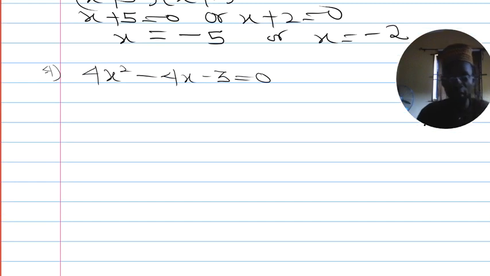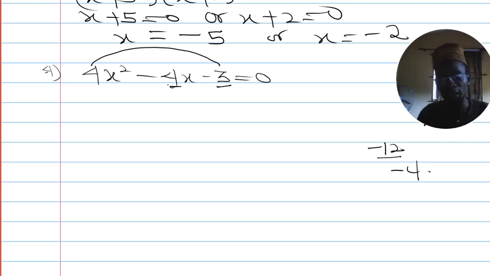We are still going to apply the same procedure. I can say 4 times -3 is -12. The middle number here, the coefficient of x, is -4. Now here I need numbers that will give me -12 and at the same time give me -4. I can say -6 times 2 will be -12. We are good. -6 plus 2 will give me -4.